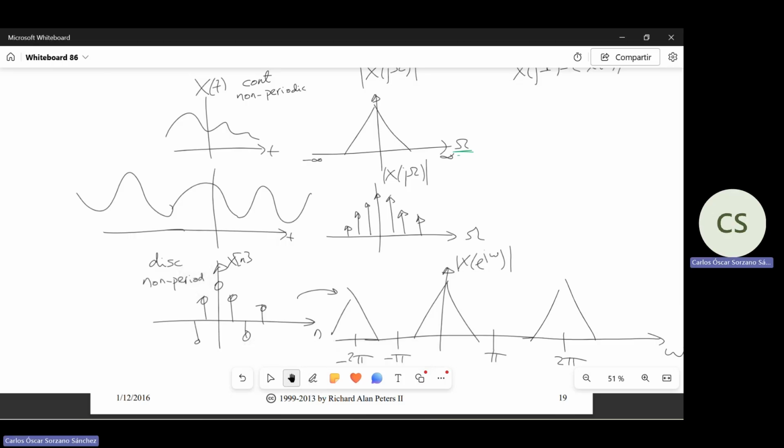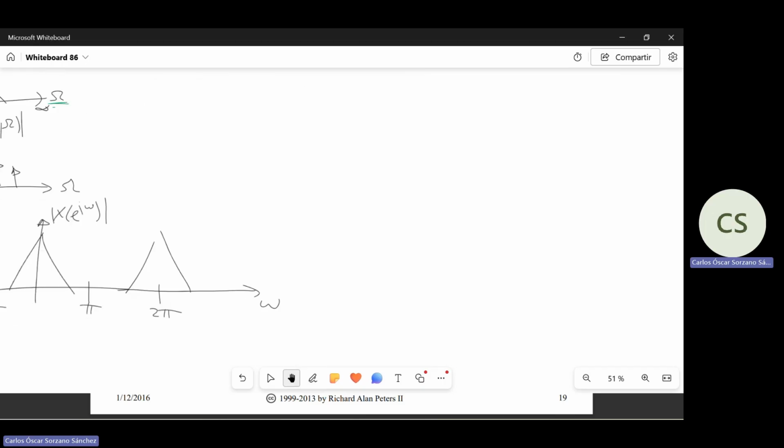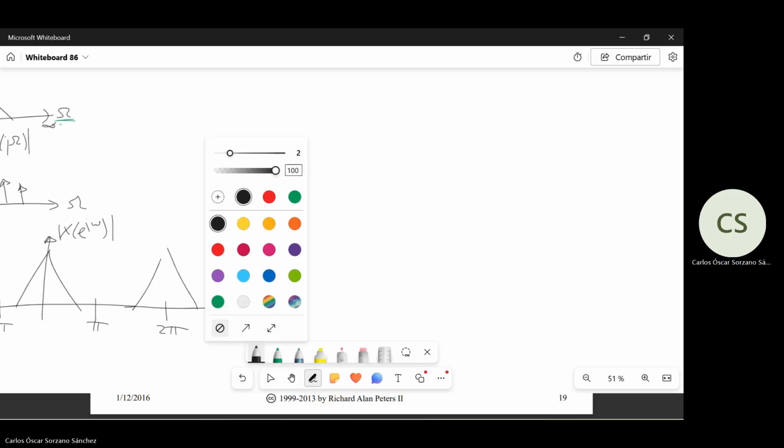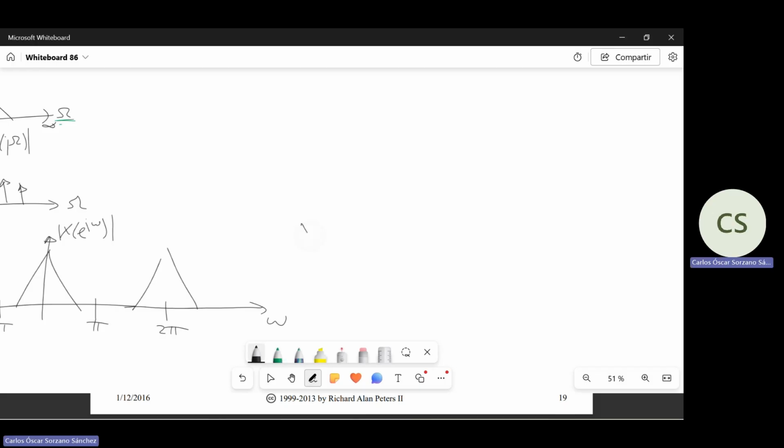Okay, so how do we define the Fourier transform for these signals? So X(omega) will be the inner product between x[n] and my basis function. But my basis function now will be this one, which is almost the same as the other one. And I have to define the inner product.